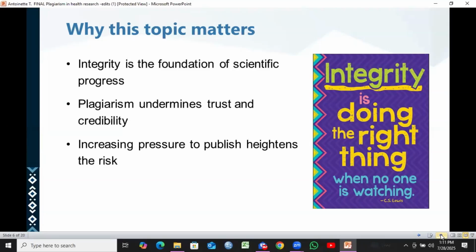The next thing, plagiarism undermines trust and credibility. When you plagiarize, you do not credit the original authors that have been working on that material. So you discredit them. So it undermines trust and credibility in academia, which is very, very bad. Increasing pressure to publish heightens the risk of plagiarism. We're going to see that ahead as we go further with the presentation.